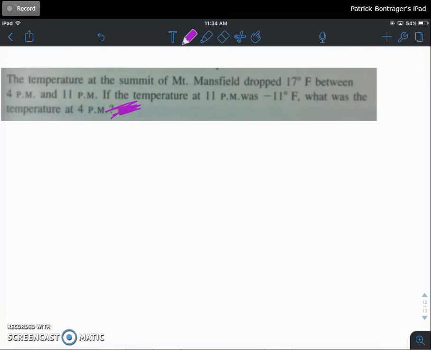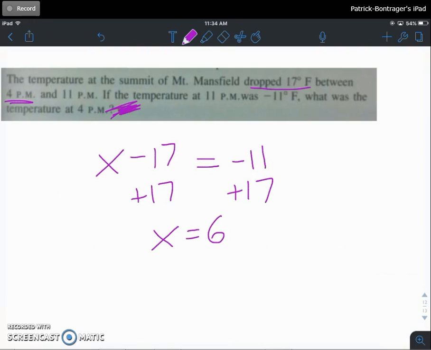So again, my unknown is the temperature at 4, so I'm going to label it as x. So x is where I'm starting. I started at 4. All right, something happened between 4 and 11, and I ended up at negative 11 degrees. What happened was I dropped 17 degrees. If I'm dropping something, I'm subtracting, so it's x minus 17 equals negative 11. So I'm going to add 17 to both sides. I get x equals 6. So I started at 6 degrees at 4. I dropped 17 degrees, which means I would now be at negative 11 degrees. Yes, that is reasonable, and that's degrees Fahrenheit.